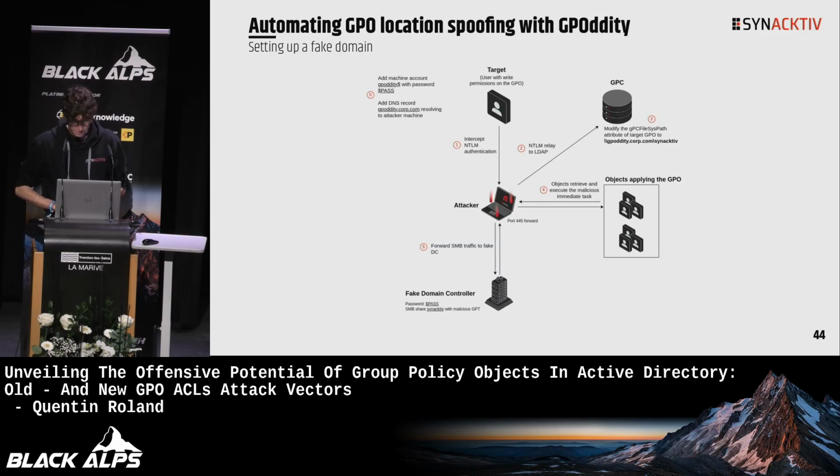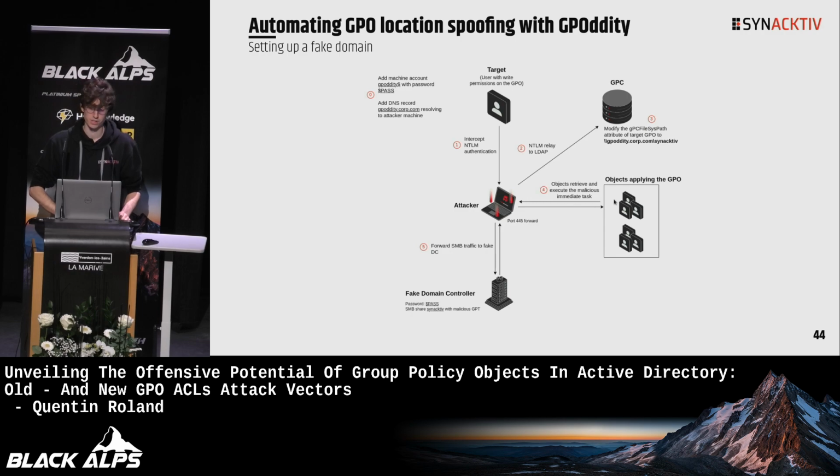So the attack flow is a little bit more complex here. But first, you add your machine account with a password that is synchronized with your fake domain controller down there. You add the DNS record. Then you have the same step as always: intercept NTLM authentication, relay to LDAP, modify the GPC file sys path, this time to the DNS record you created.